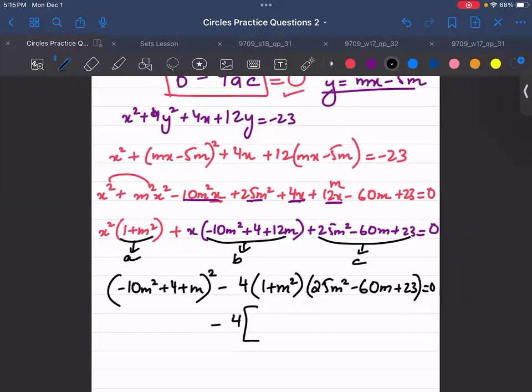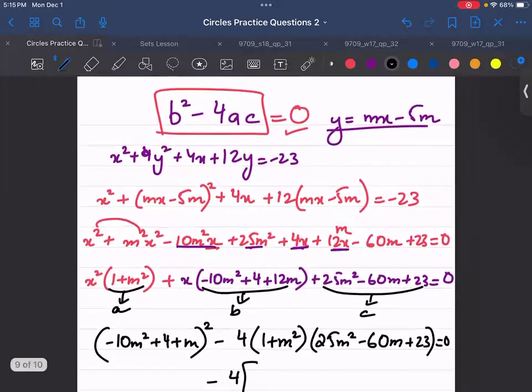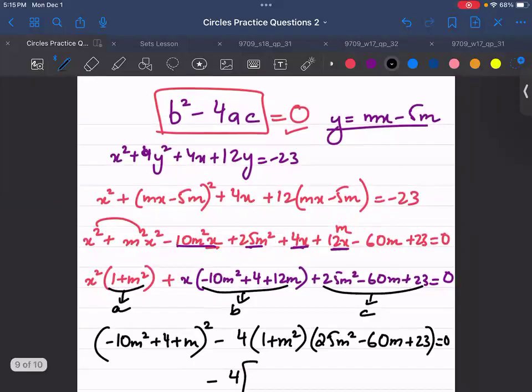Okay, guys, I'll stop over here and I will leave the algebra to you people. So for the first one, it's 12m. 12mx minus 60m plus 23 minus 10m square plus 12m.